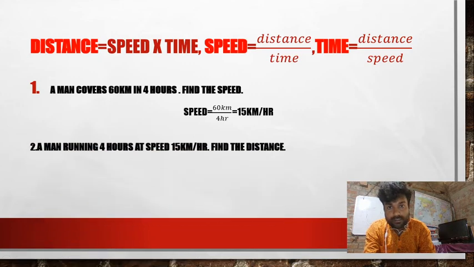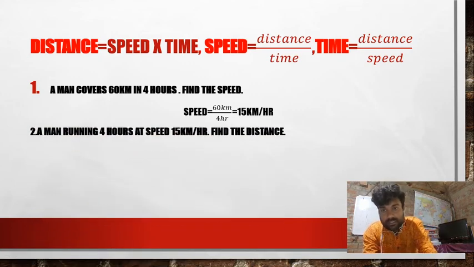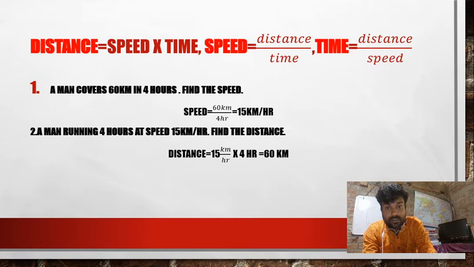Next question. A man running 4 hours at speed 15 kilometers per hour, find the distance. The same thing: distance is 15 kilometers per hour into 4 hours. Here is the distance, speed and time. So here is the speed and the time, so the answer is 60 kilometers.